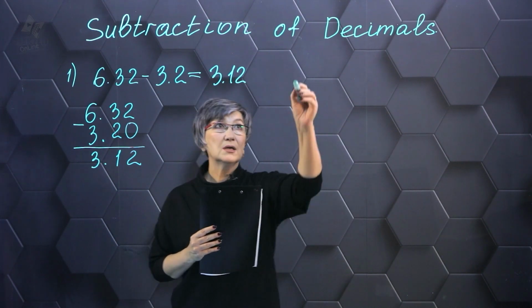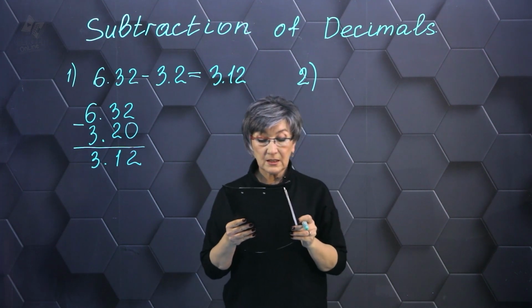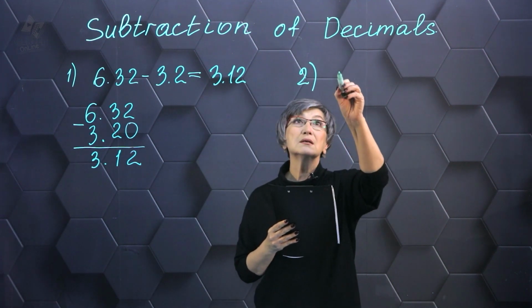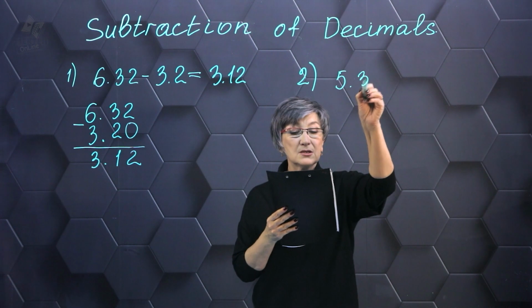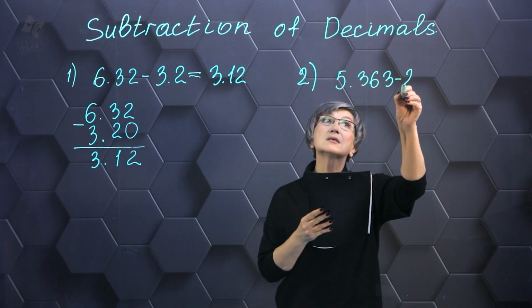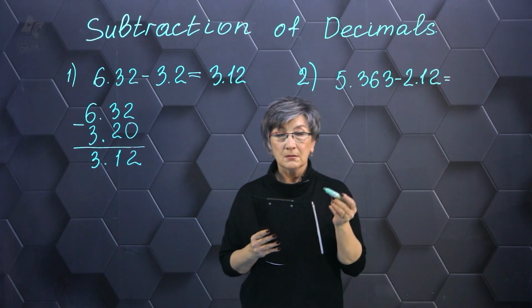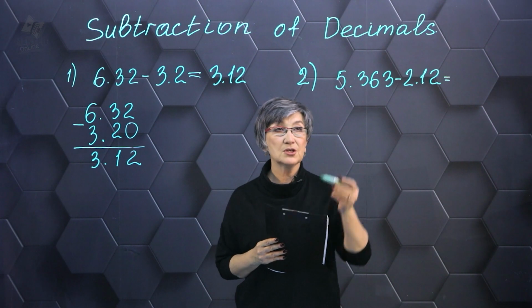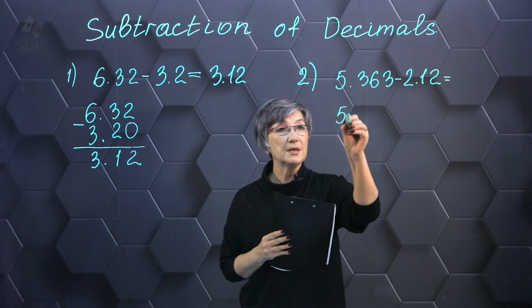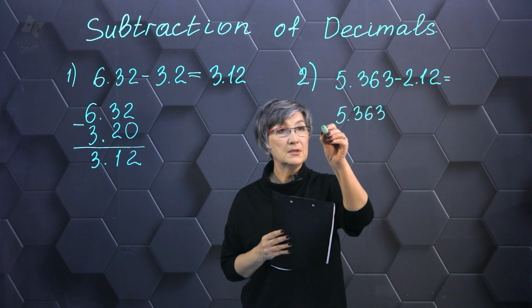Let's look at another example where we need to subtract decimals. So, 5 whole 363 thousandths minus 2.12 hundredths. Let's apply the subtraction algorithm. We write 5.363 thousandths minus 2.12 hundredths.